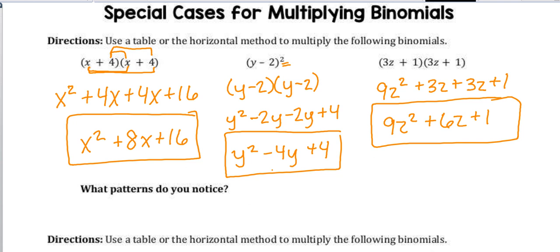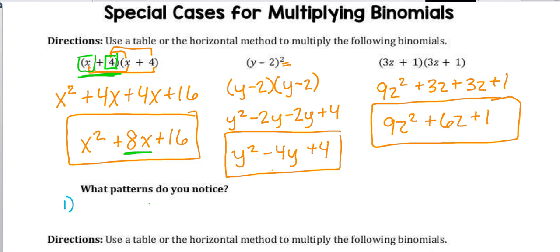All right, so hopefully the pattern you noticed was that we square the first term, we square the last term, and then we multiply the terms together and double it. So I square the first term, that's x, to get x squared. I square the last term of 4 to get 16. I multiply these two together to get 4x, and I double it to get my middle term.